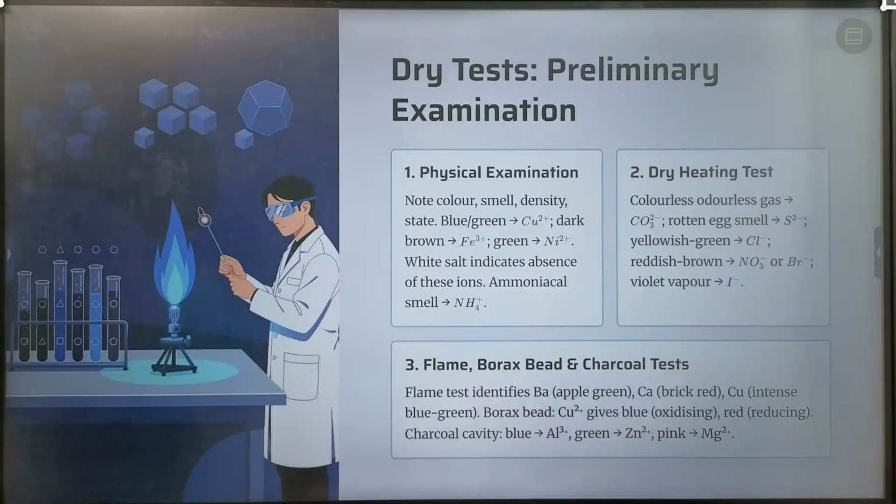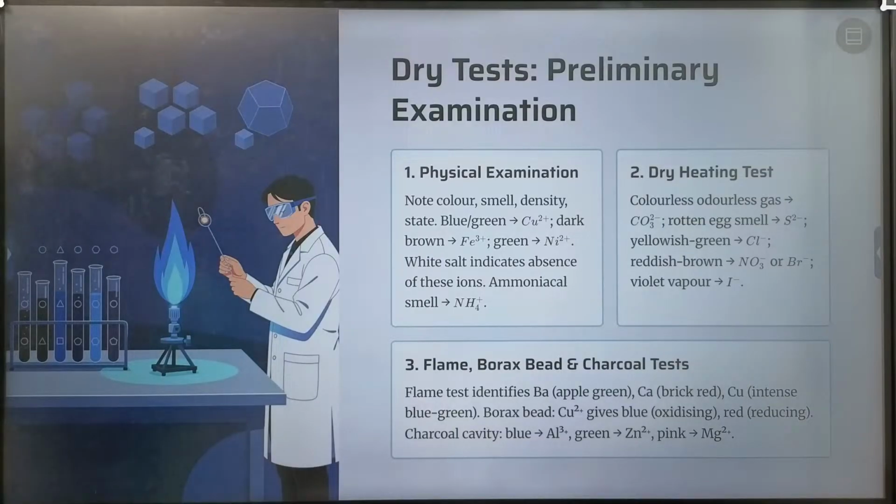So if you observe any colorless gas evolving from the salt, then it is carbonate. And if you get a colorless gas with a rotten egg smell, it may be sulfide. If you observe it to be greenish yellow in color, then it is chloride. Or if you observe any reddish brown vapors evolved, it may be nitrate or it may be bromide. So later we can distinguish whether it is bromide or nitrate. And if the color of the vapor is lilac, which is violet in color, then it is iodide. And these two tests are very basic analysis.